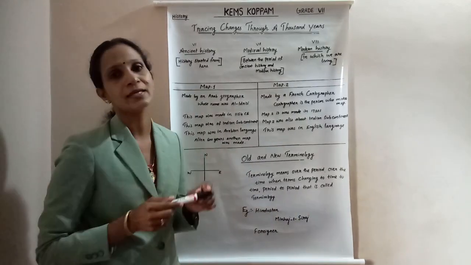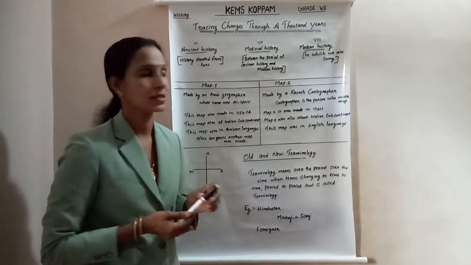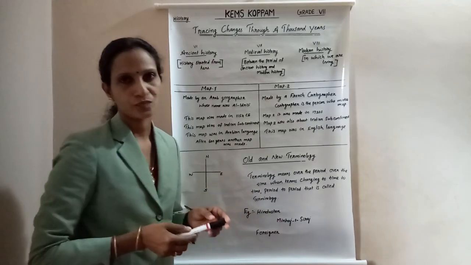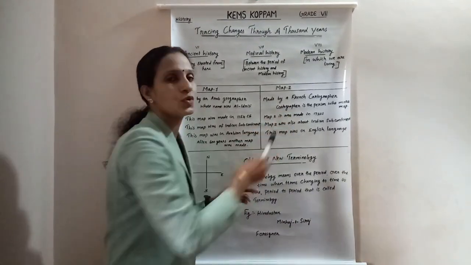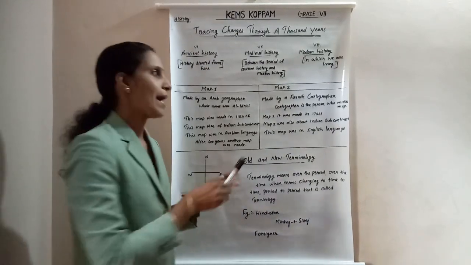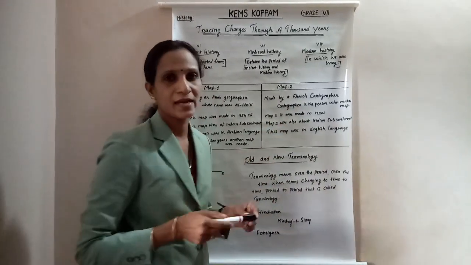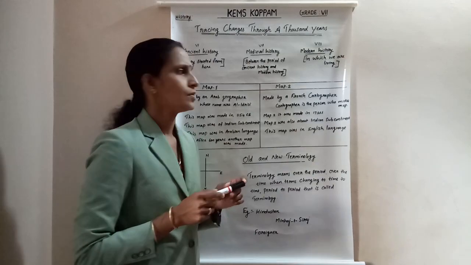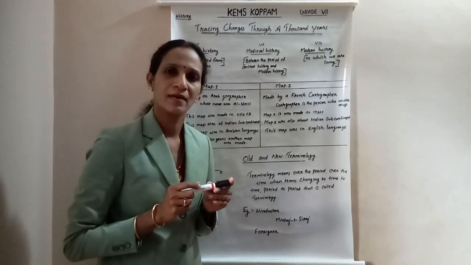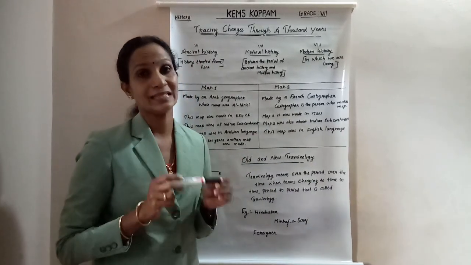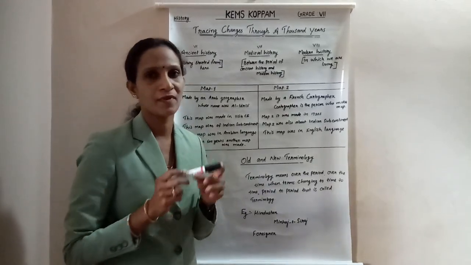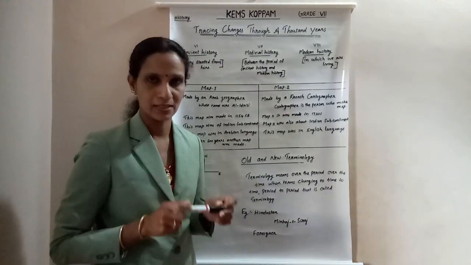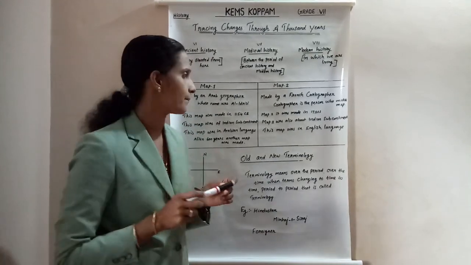After 600 years, another map was made. That is map 2. Map 2 was made by a French cartographer. So, what is meant by cartographer? A cartographer is the person who makes maps.